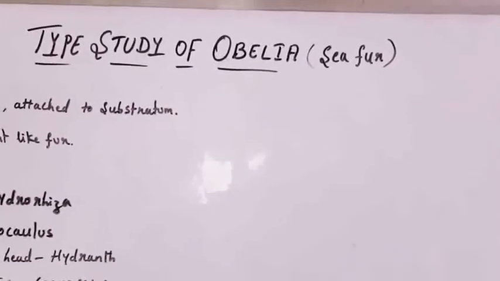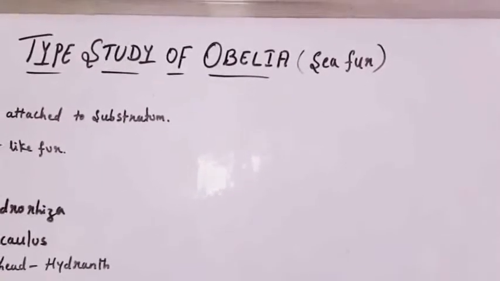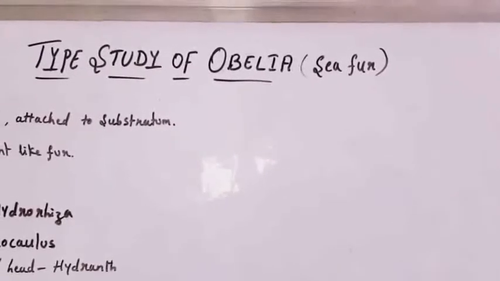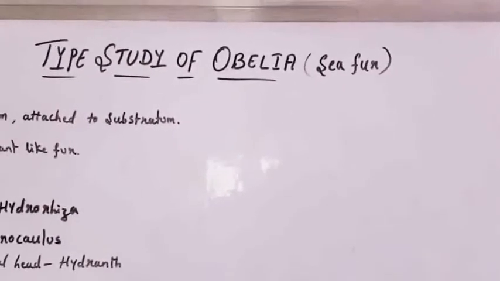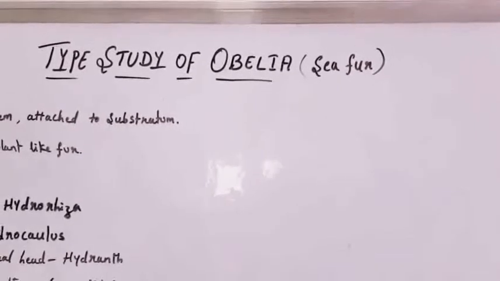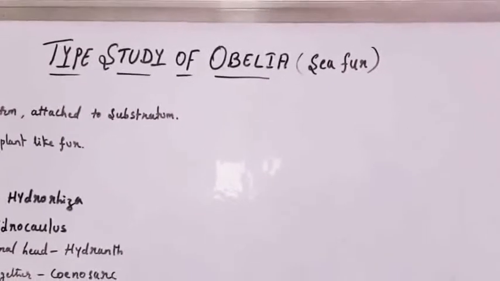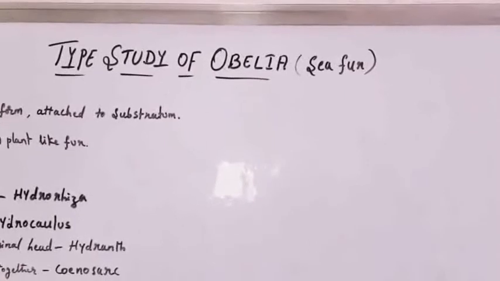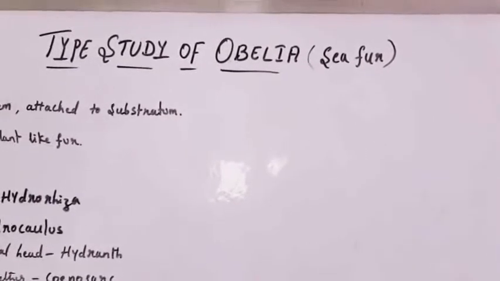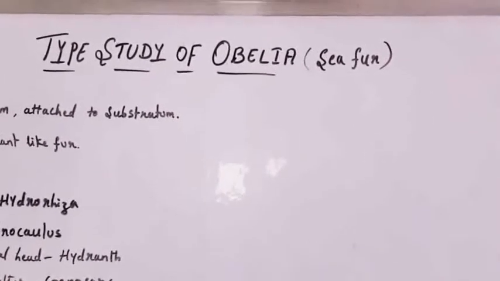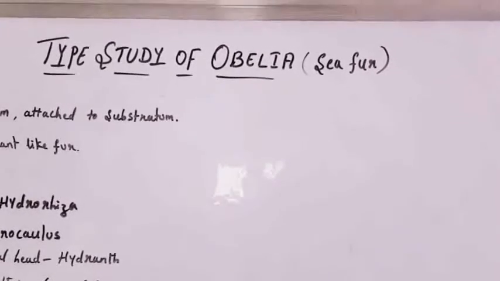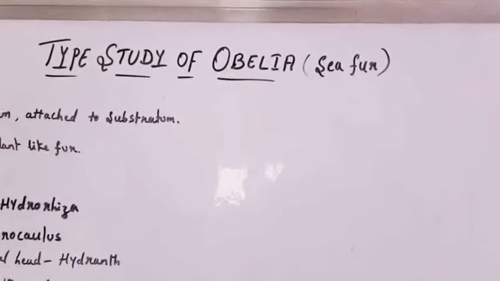Hello everyone. In the last class you have learnt about the polymorphism in Hydrozoa. So today let us know about the type study of Obelia. Obelia comes under the phylum Coelenterata, class Hydrozoa, genus Obelia and species Geniculata.